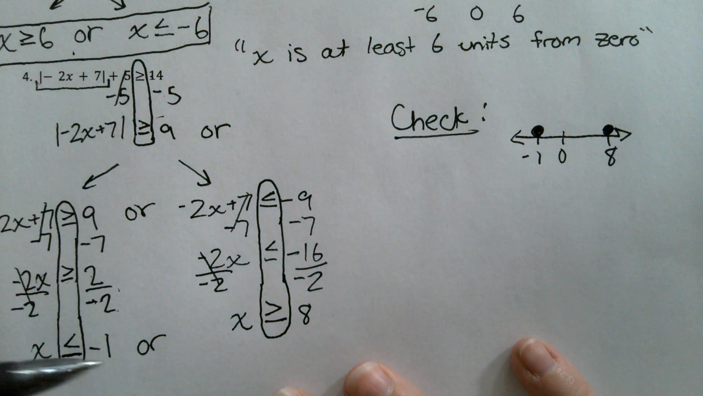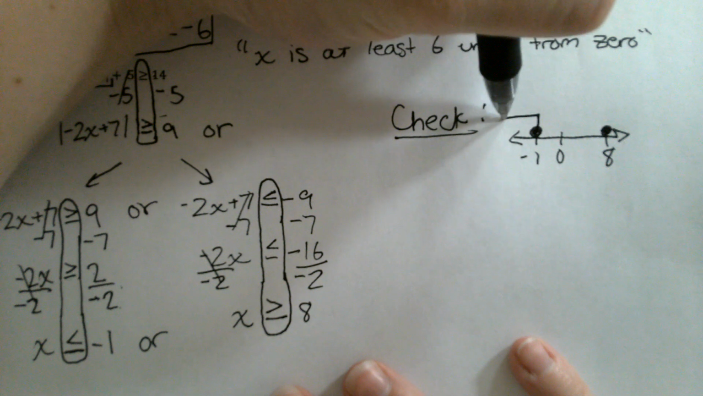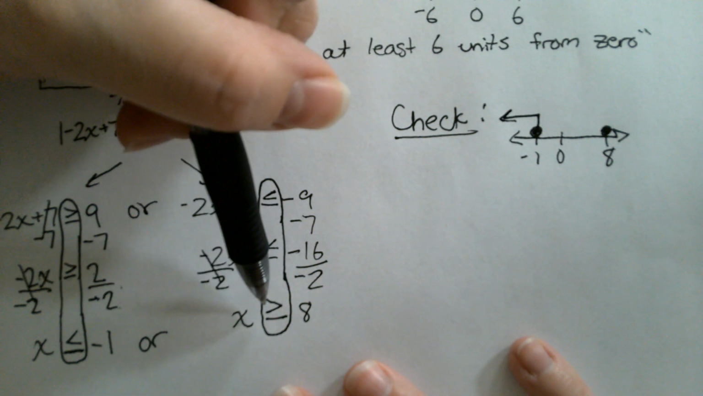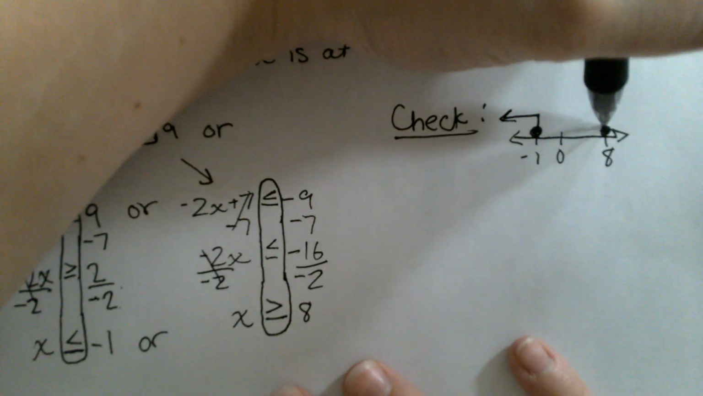X is less than or equal to negative 1 points to the left. So I'm going to draw the negative 1 to the left. X is greater than or equal to 8. It's pointing right. So I'll draw 8 to the right.